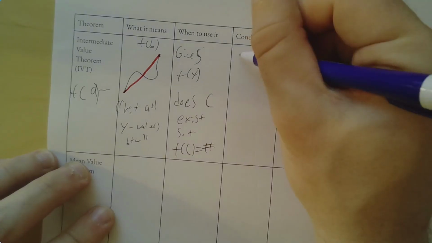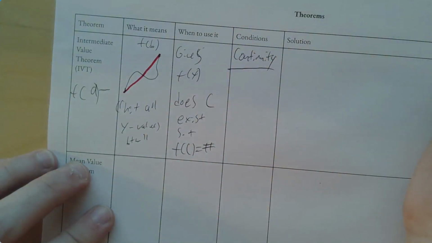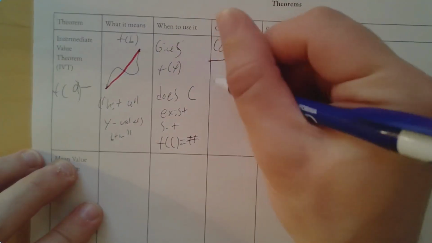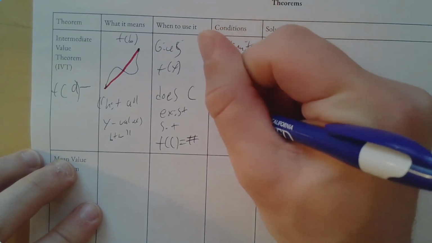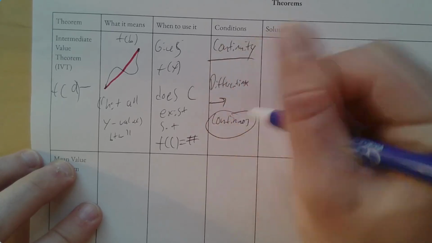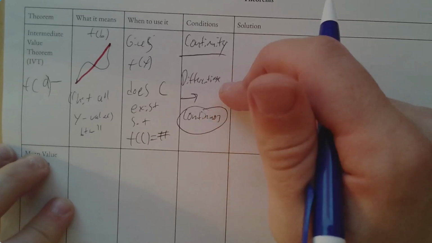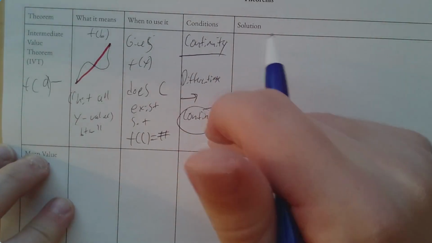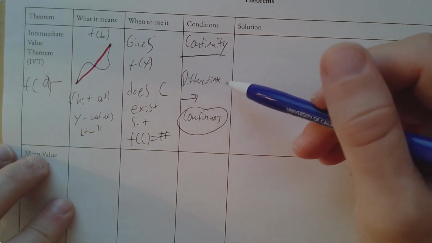So the condition is continuity. You have to name that. In general, you'll be given that it's differentiable, so you will say differentiable, then draw the arrow, and say continuous. But continuous is the one you're looking for with intermediate value theorem. It doesn't have to be differentiable, but it needs to be continuous. You might get that from the fact that it's differentiable.